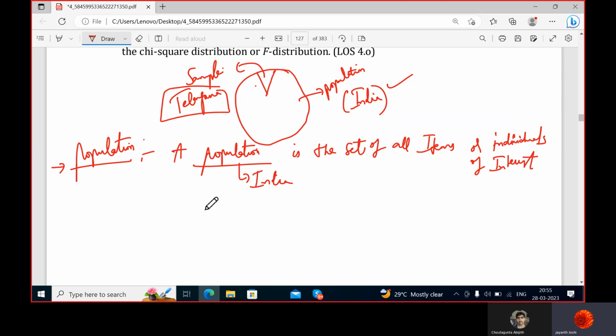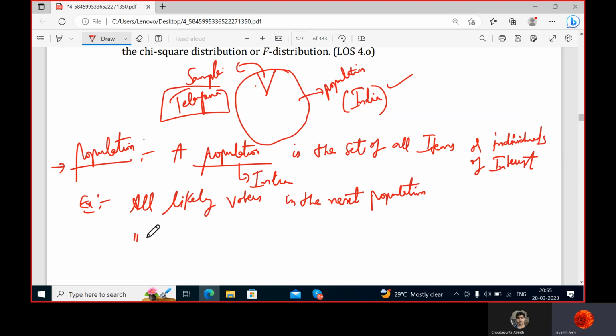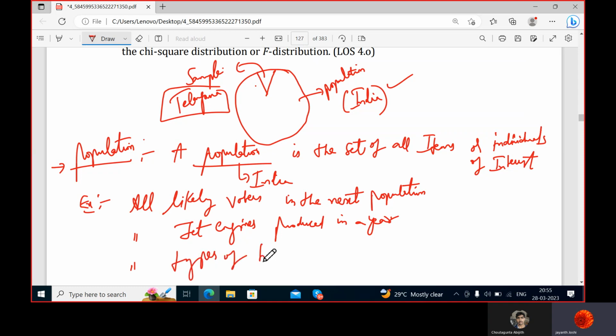Some examples we can take up. All likely voters in the next election is nothing but a population. Likely voters can be very big. All jet engines produced in a year can be an example, or the Indian Union of States, or all types of businesses. We have different businesses: sole proprietor, partnership firm, company, form of organization, correct?